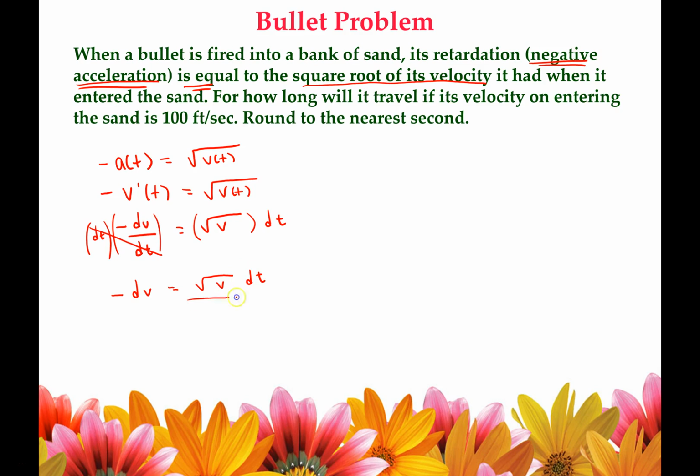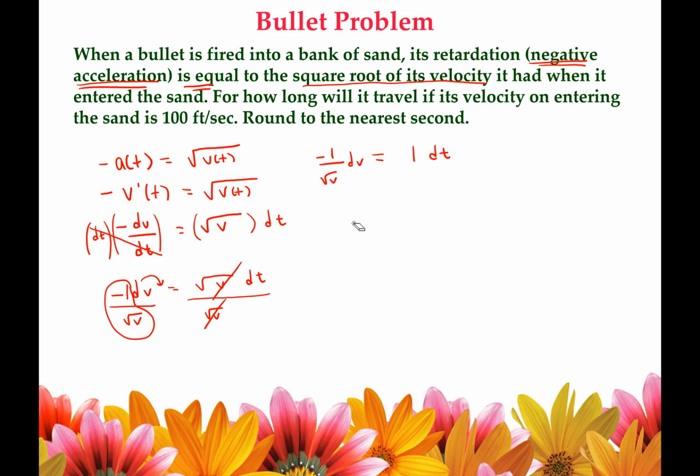Next, I'm going to divide by the square root of v. This cancels, and I'm just left on the right side with a 1 dt. On the left side I have a negative 1 over square root of v, and I pulled the dv out. I hope you see that this is a negative 1 over root v.